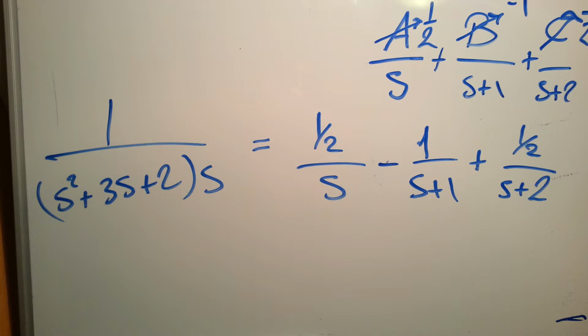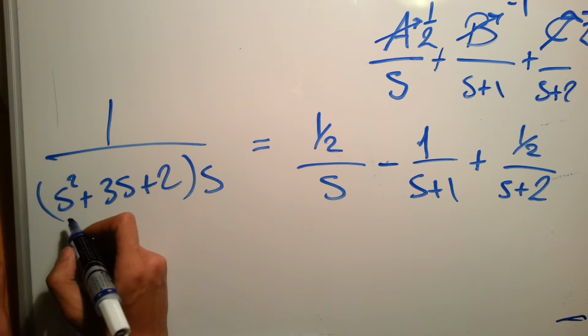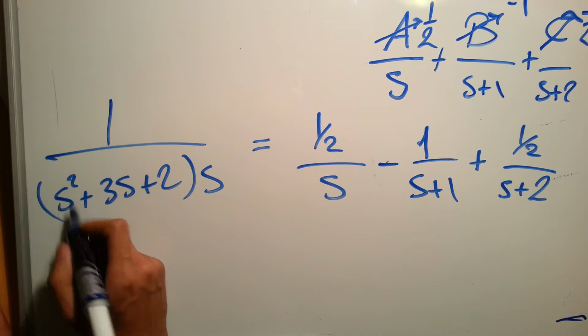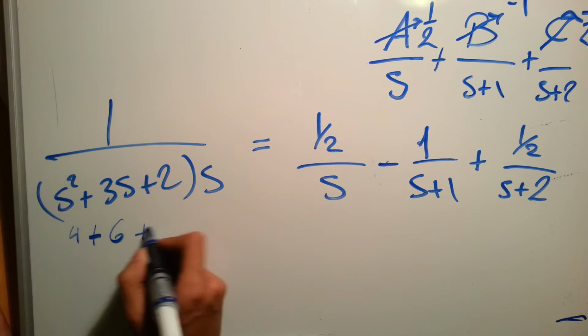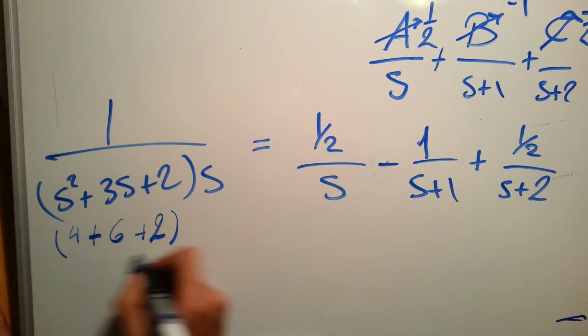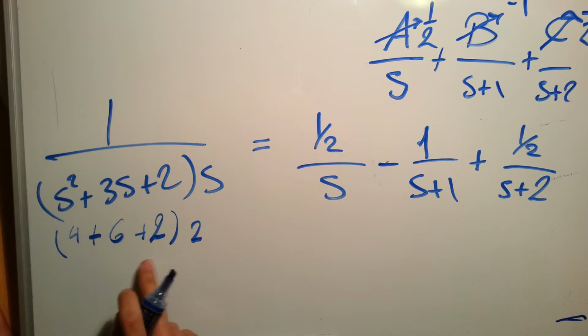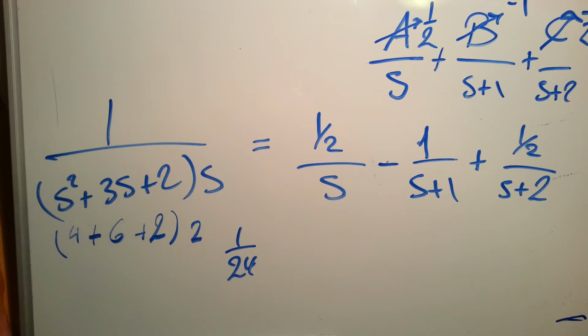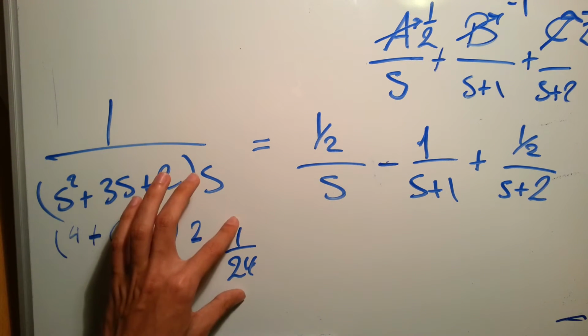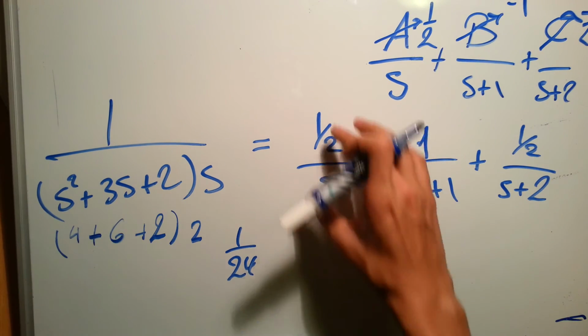In the next video I'll show you a different way to solve this fraction, but however let me show you how to double check your solution. Basically you just try any value of s. Let's try 2. So s squared is 4 plus 6 plus 2 multiplied by 2. So basically this is 12, 24. So it'll be 1 over 24. If you plug 2 instead of s, you'll have 1 over 24. So basically you must get the same for this one.